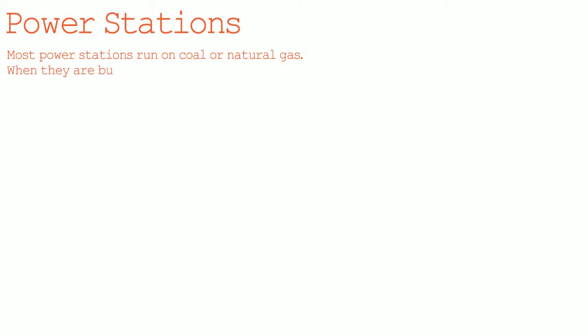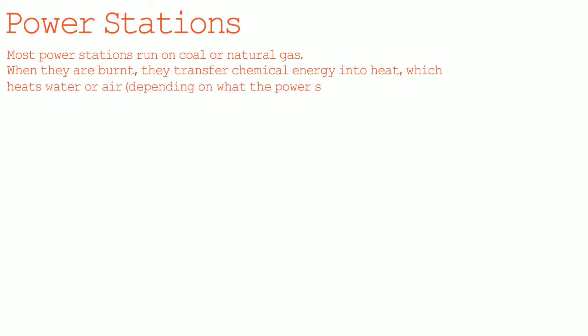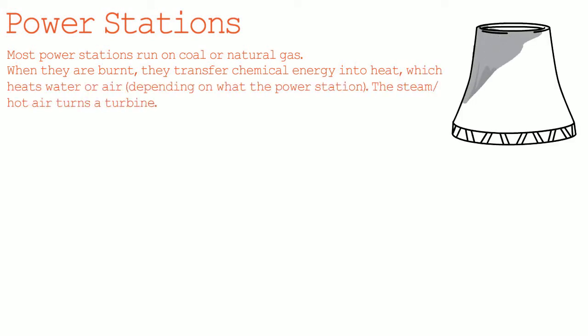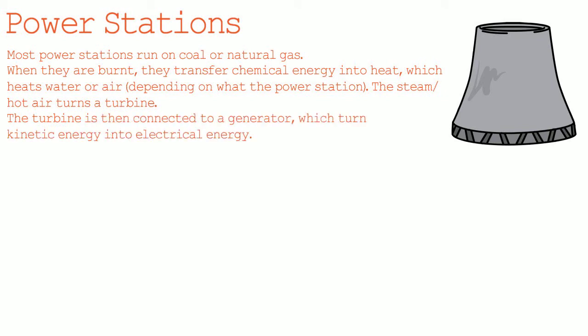Power stations tend to use fossil fuels. They usually run on coal or natural gas. When the fossil fuels are burned, they transfer chemical energy into heat, which heats water or air, depending on what type of power station it is. The steam / hot air turns a turbine, and this turbine is connected to a generator. So as the generator turns, it turns the kinetic energy into electrical energy. The electricity that is generated then goes onto the national grid, and it is used by consumers.